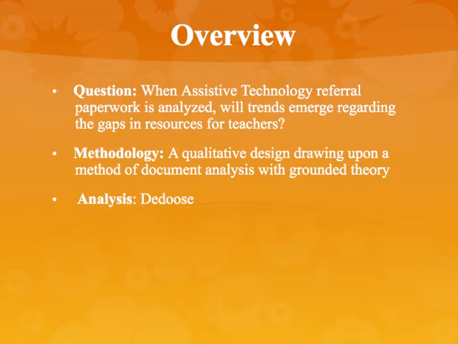My methodology is a qualitative design drawing upon a method of document analysis with grounded theory. So essentially what I'm going to be doing is a document analysis of referral paperwork, and I'm going to use grounded theory. So I'm doing open coding and trying to find emergent themes throughout the referral paperwork. In my analysis, I'm using the website Deduce, and I'm going to talk a little bit about my experience with that. Even though I've already talked about it in class a little bit, I have a screenshot to show exactly how it works. So that's setting the stage for my paper, and now I'm going to talk a little bit more in depth about my analysis.